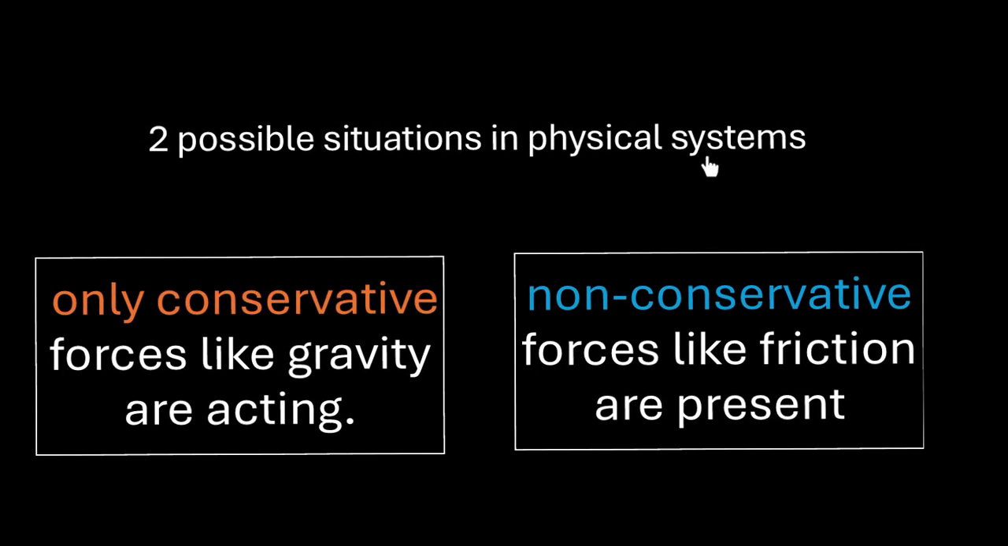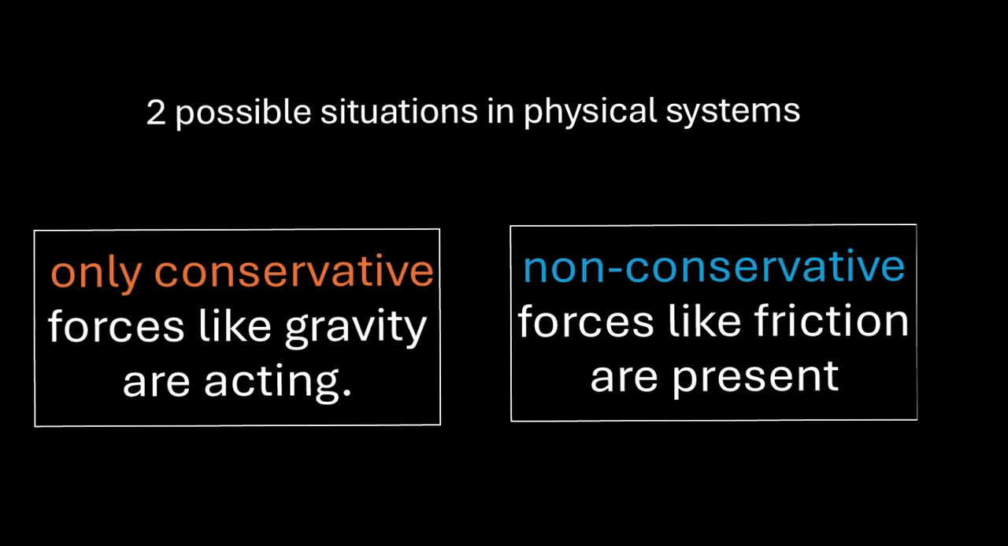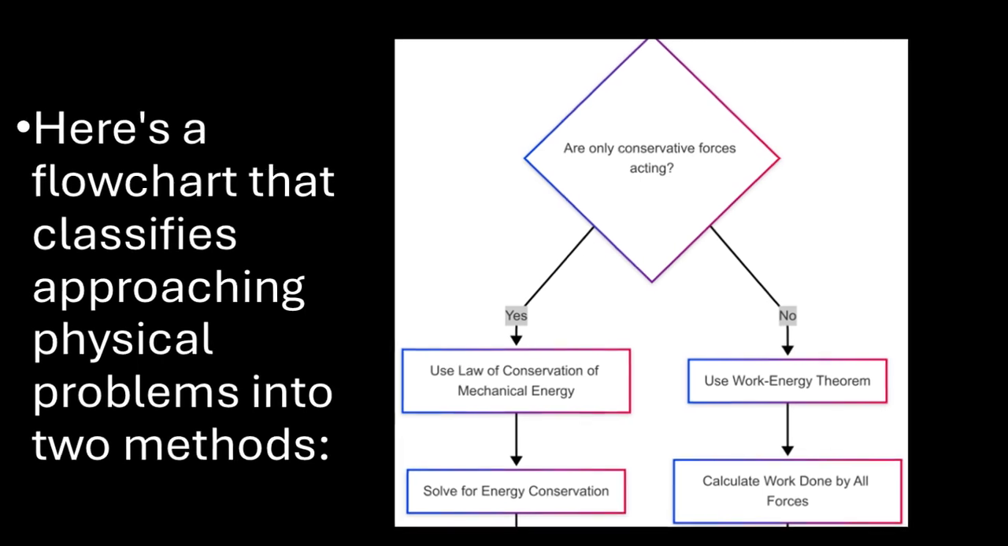So what are the two possible situations that we encounter in physical systems? We can say systems which comprise either of conservative forces like gravity, or which comprise both conservative and non-conservative forces. Non-conservative forces being like friction in the system, or any other resistive force in the system. Now, the whole workflow varies according to the presence of conservative and non-conservative forces. How? Let's have a look at that.